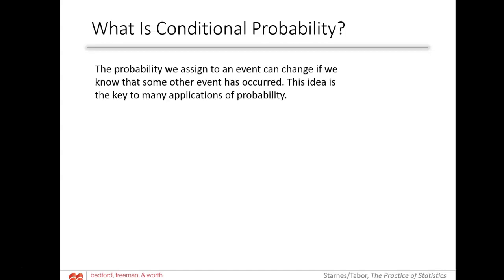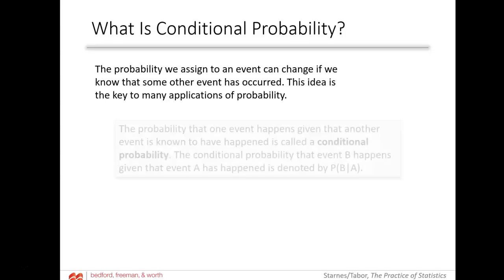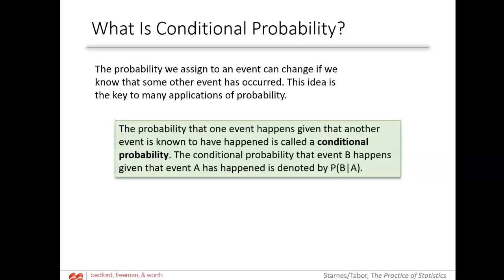So, conditional probability. The probability we assign to an event can change if we know that there's some other event that has occurred. This idea is key to many applications of probability. Very rarely in real life is probability as simple as we want to make it in our math books. The probability that one event happens given that another event is known to have happened is called conditional probability. The conditional probability that event B happens, given that A has already happened, is denoted as that. We read that as the probability of B given A. When you see that vertical line, that means the word given.